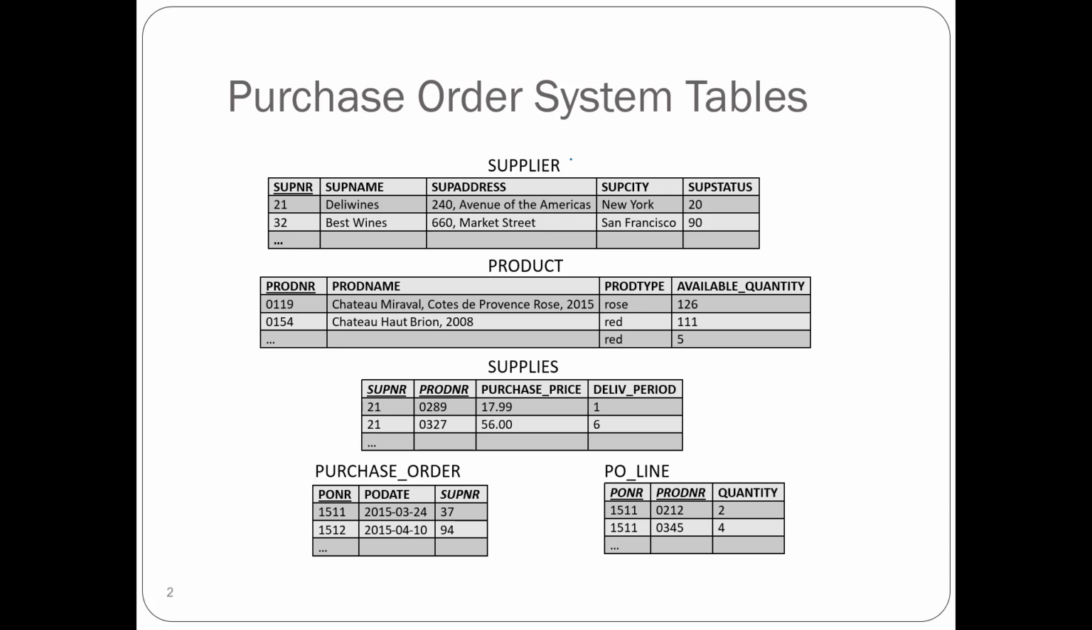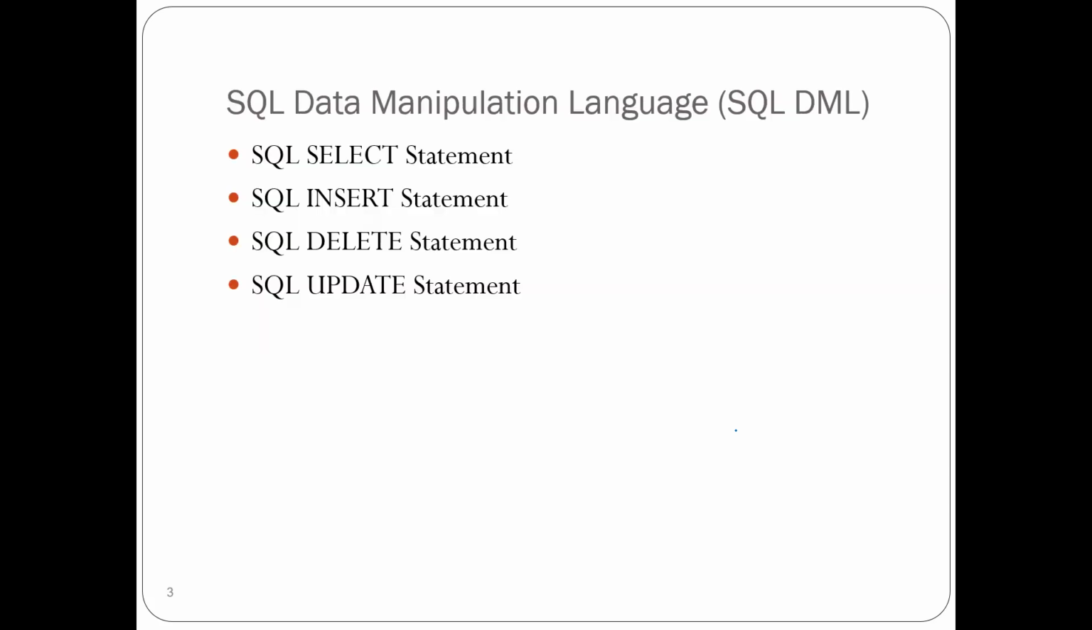Here we have these tables: the supplier table, the product table, supplies table, purchase order table, and the purchase order line table. So what we will learn about is the SQL select statement, SQL insert statement, SQL delete statement, and SQL update statement. So these are the four statements that we would learn about in the DML part of SQL. DML stands for Data Manipulation Language.